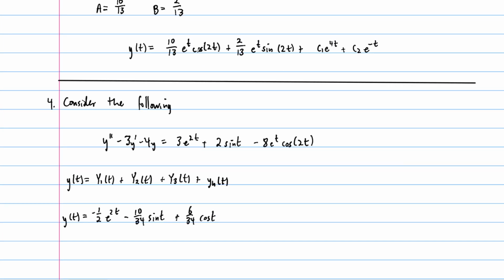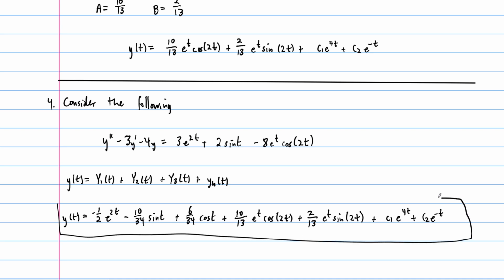And then plus the rest of the solution. So now we have plus 10 over 13 e to the t cosine of 2t, and plus 2 over 13 e to the t sine of 2t. And finally, the homogeneous part still has to be here. So c1 e to the 4t plus c2 e to the minus t. And that right there is the general solution of this differential equation with this complicated right-hand side.